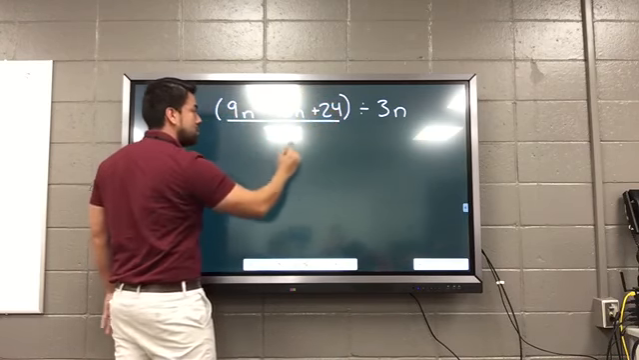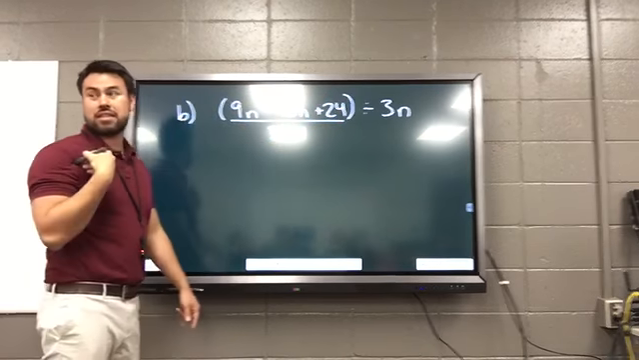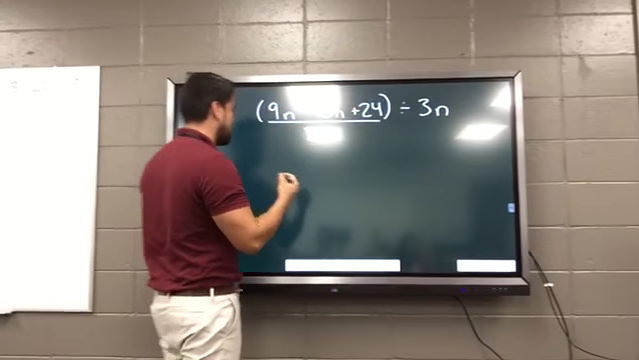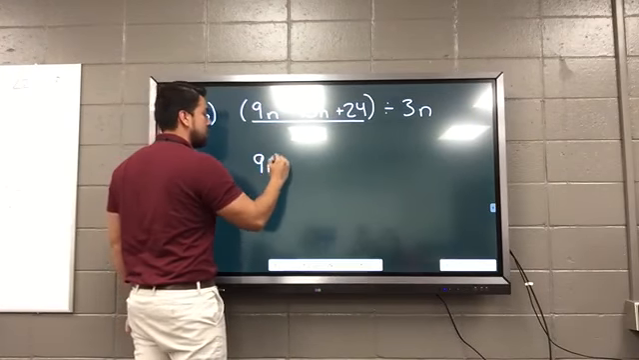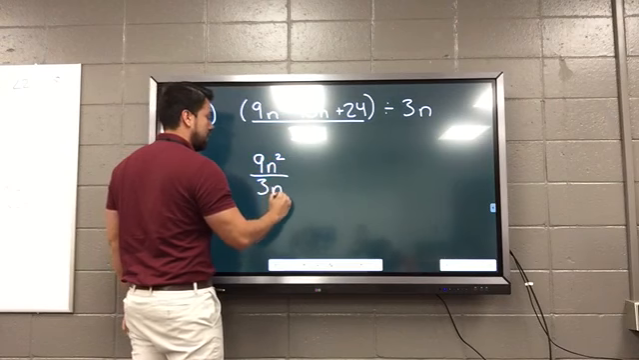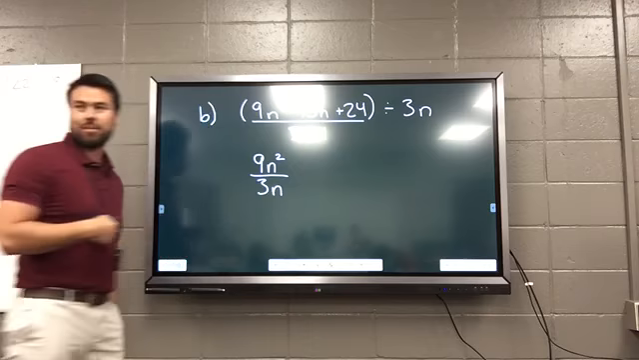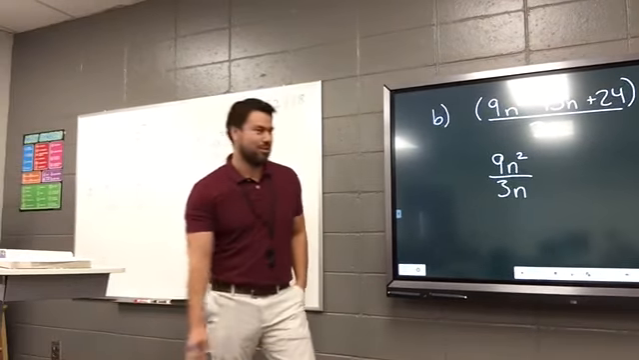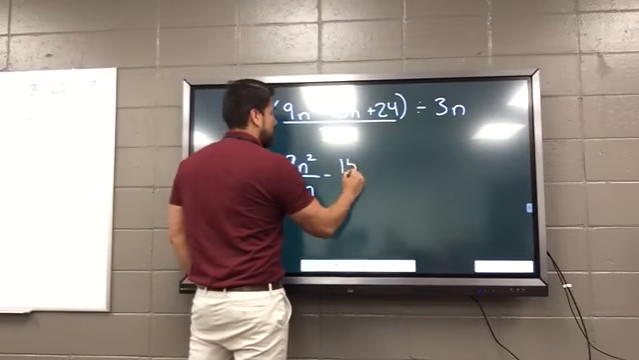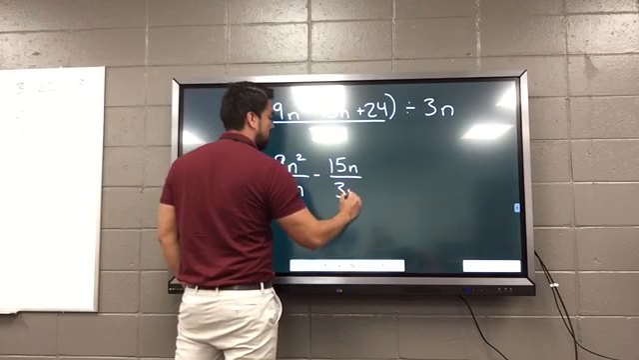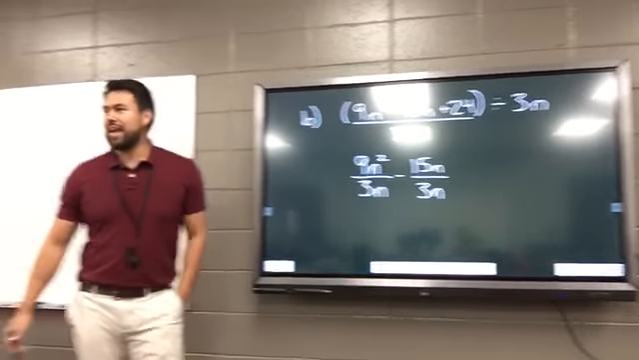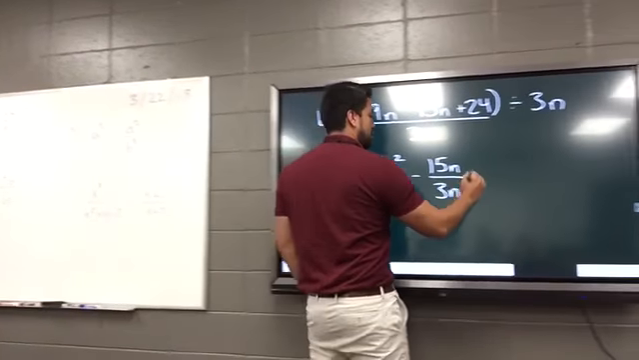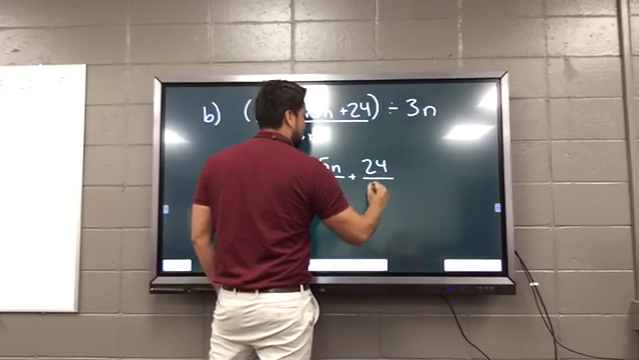Do you guys agree with that? Okay, so can I split this up into how many fractions do you think this time? 3, right? There are 3 terms, 3 fractions. The first one is 9n squared over 3n. The second one is, help me out here, I'm confused. I just lost track of my signs. What do I do? Minus 15n over 3n. Thank you. And I need a third fraction since you guys said 3. Yes, Harper? Plus 24 over 3n.